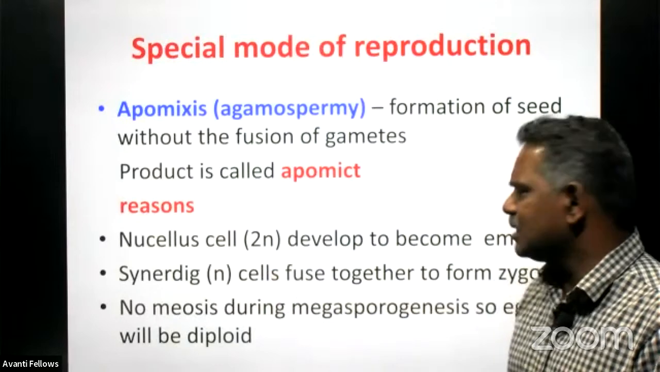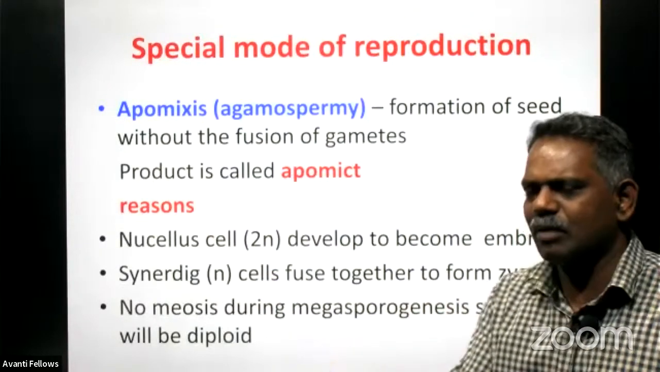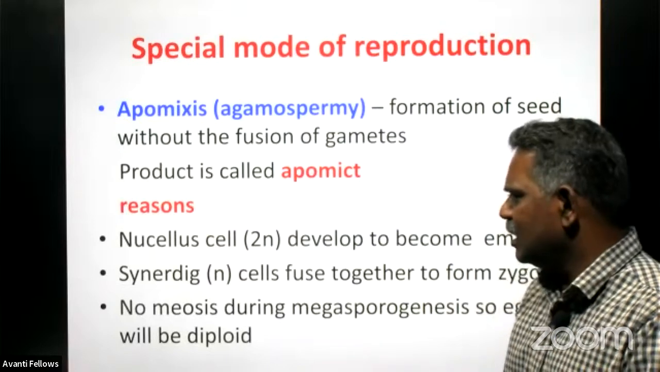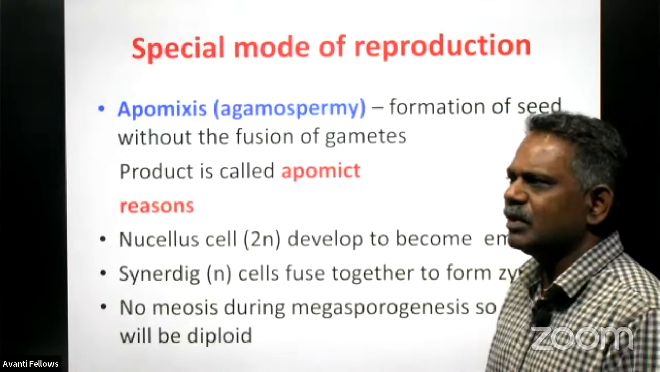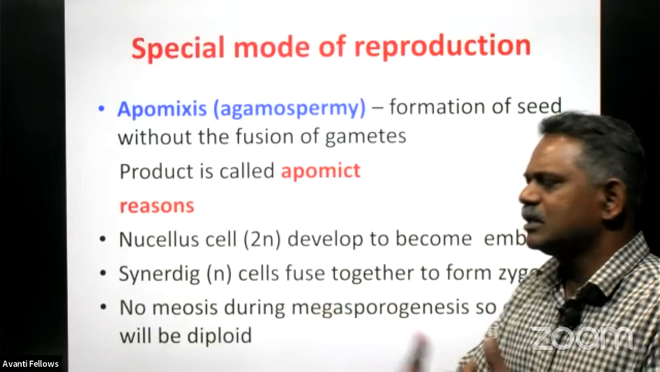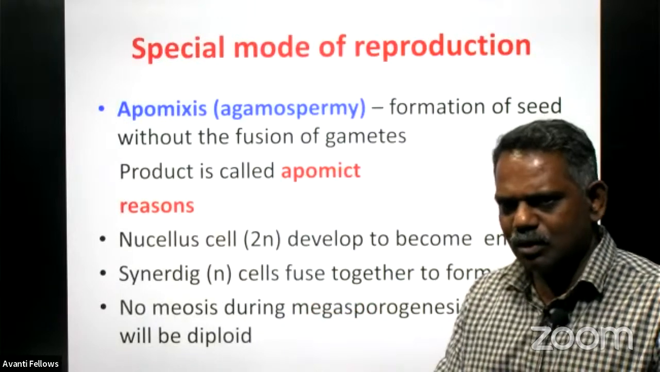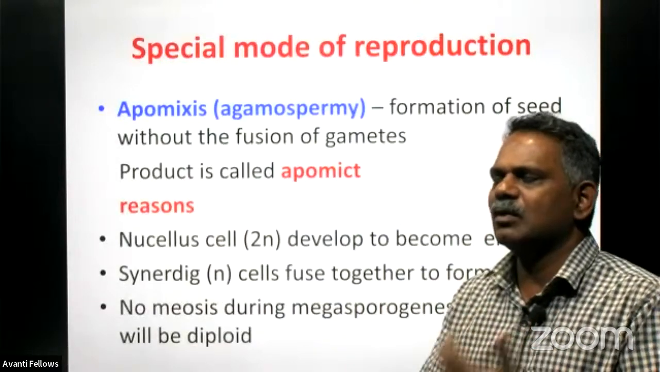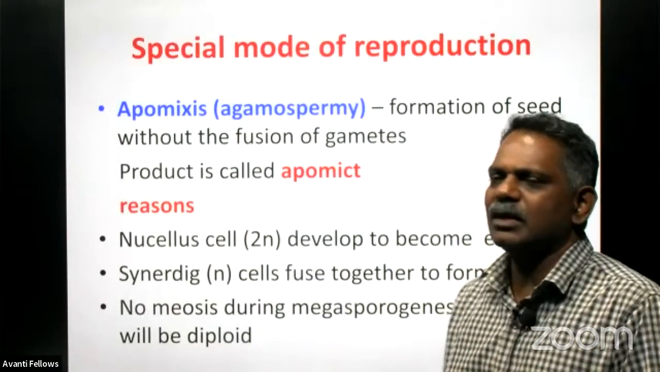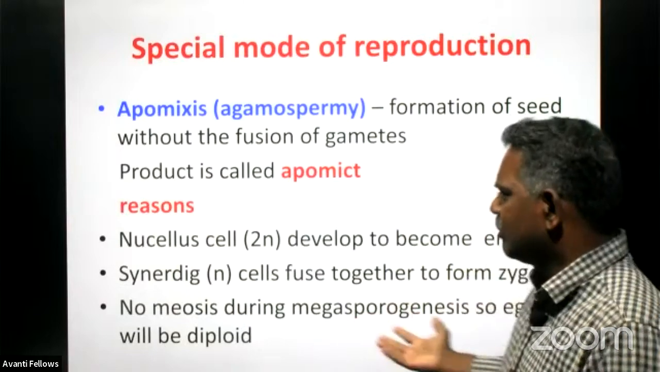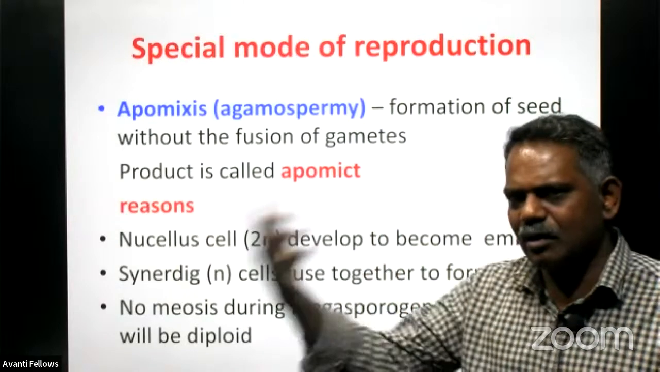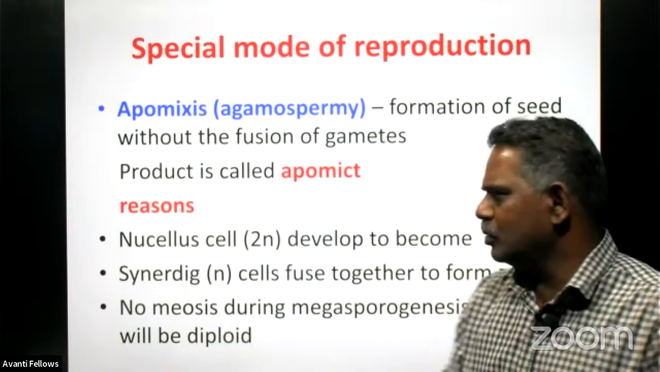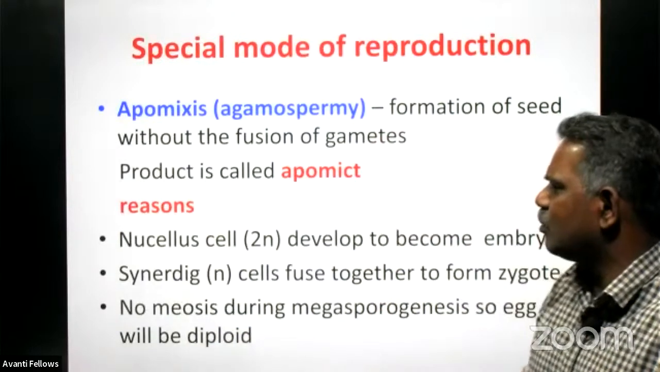And synergid cells are there at the micropylar end, on either side of the egg cell. Instead of fertilizing the egg cell with the male nuclei, two synergid cells can go for fusion. Both the synergid cells are haploid in nature. Whenever the synergid cells go for fusion, it produces what? A diploid cell, and sometimes this diploid zygote can develop to become what? A plantlet. Plantlet means what? An embryo. That is another reason for the apomixis.